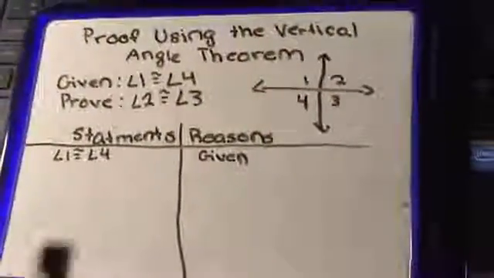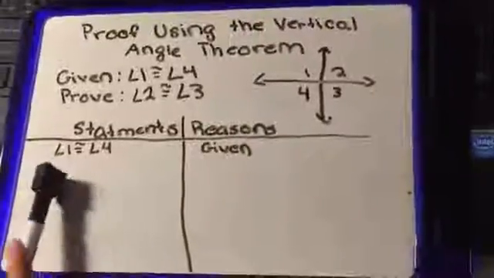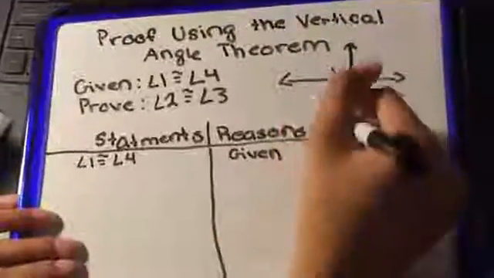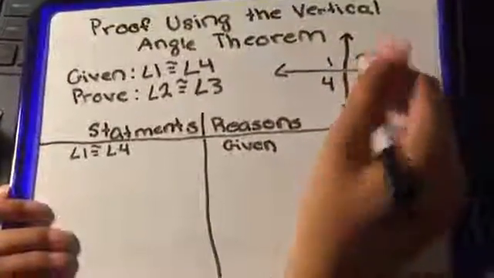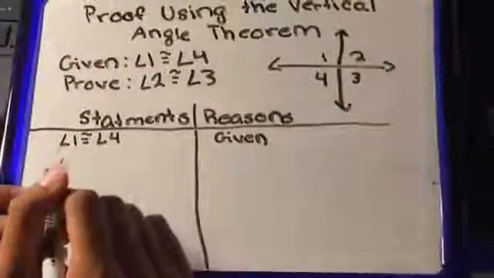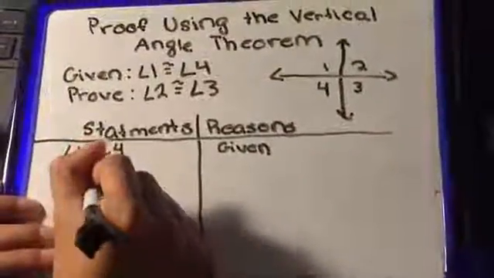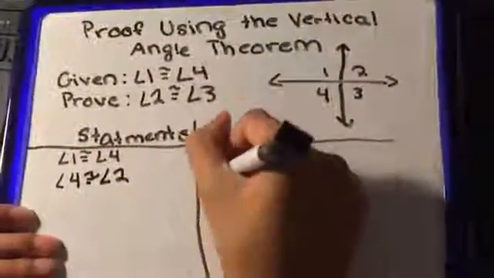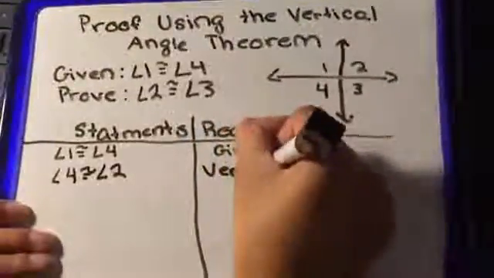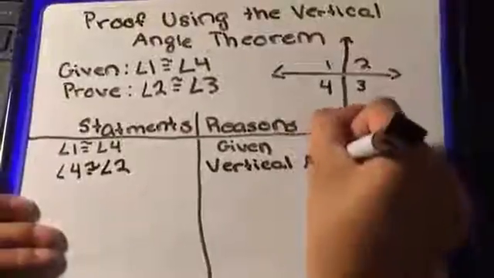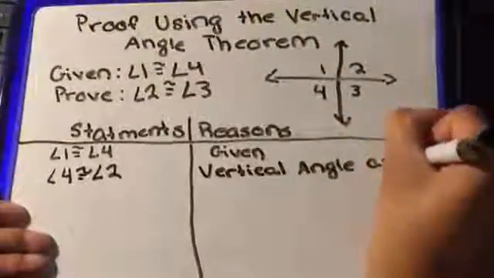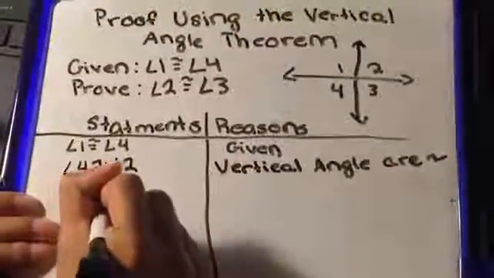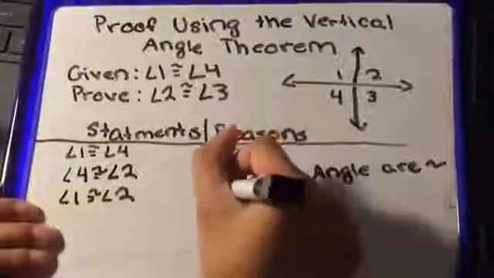So your first statement will be your given statement, which is angle 1 is congruent to angle 4, and your reason will be given. Next, we know that angle 4 is vertical to angle 2. Therefore, using the vertical angles theorem, we know that angle 4 is congruent to angle 2, and the reason will be vertical angles are congruent. Next, you know that angle 1 is congruent to angle 2 because of the transitive property of congruence.